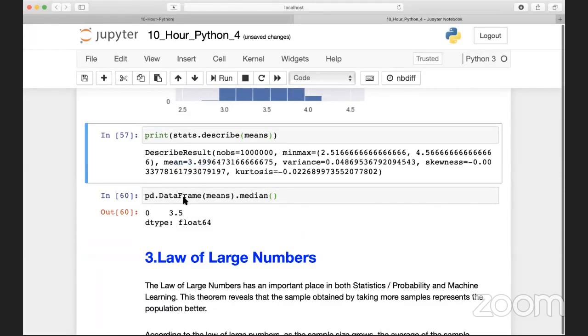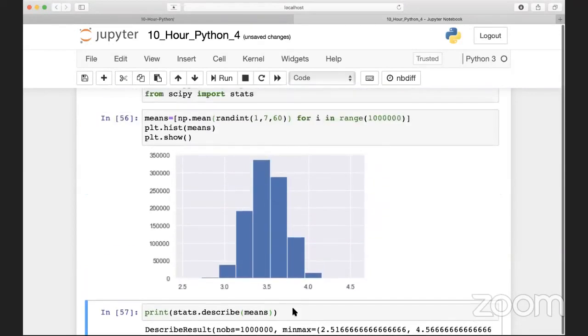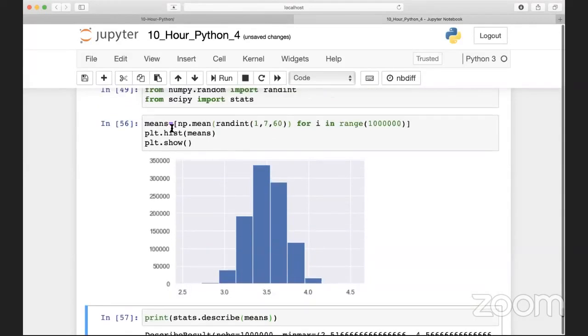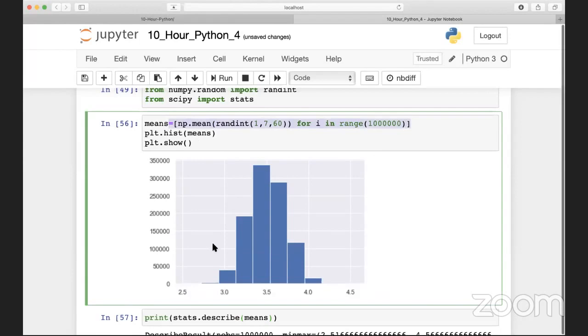So what's the mean? 3.49. Here you see. Last time we discussed that if we have a symmetric distribution, we have the same mean, median, and mode. So you see, it's quite similar. That's why we can say that this is kind of a normal distribution. And this is what the central limit theorem tells us.